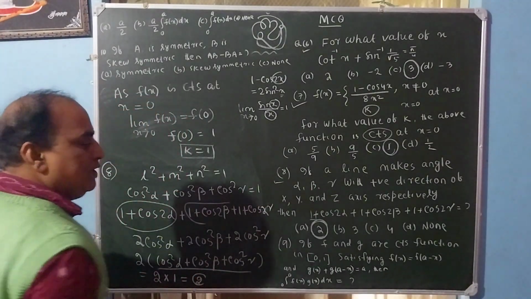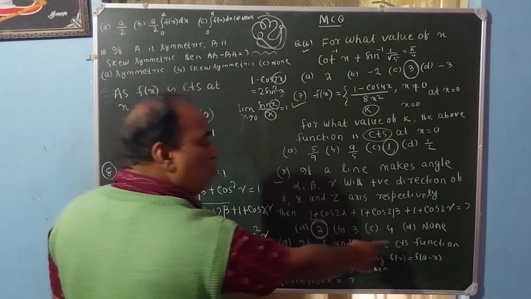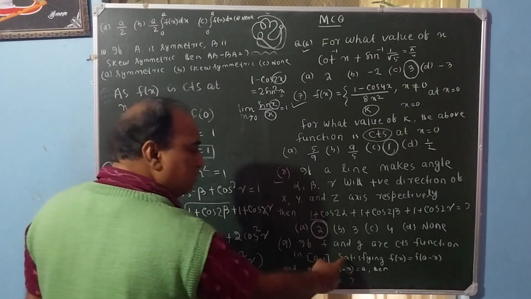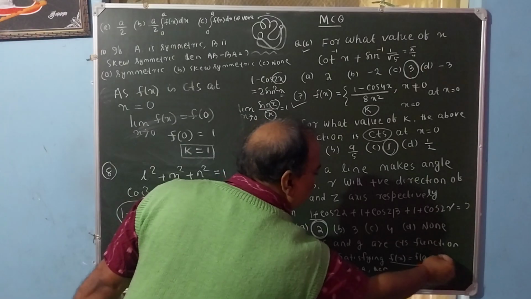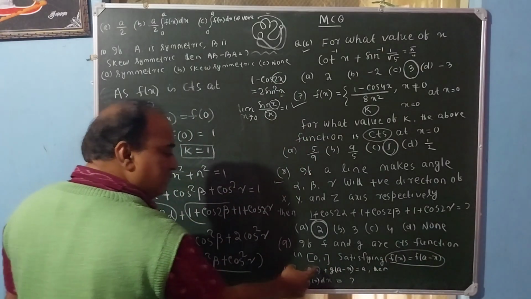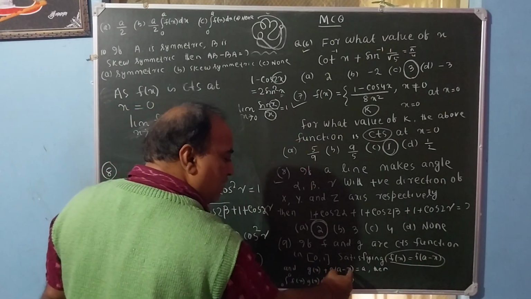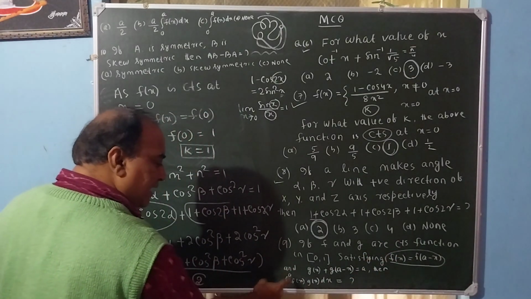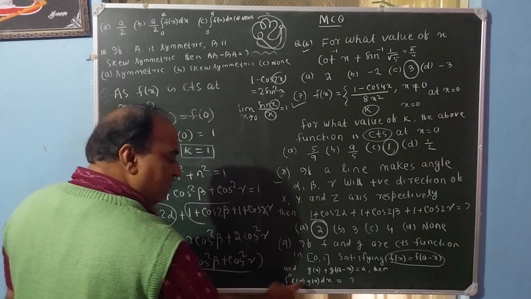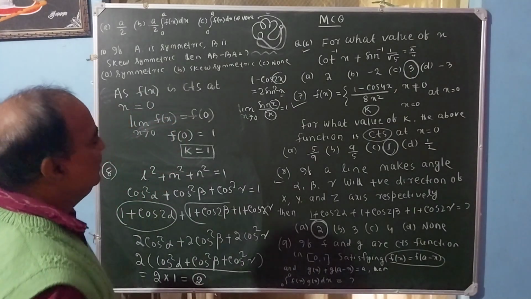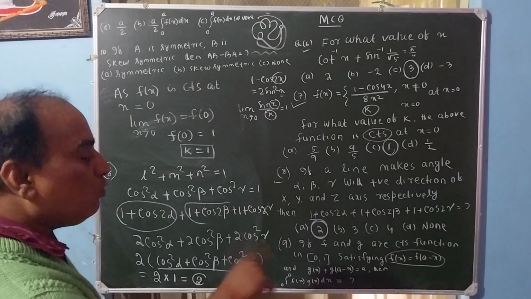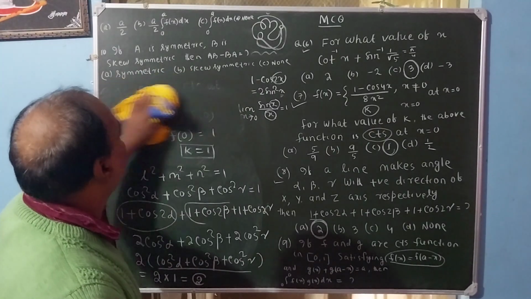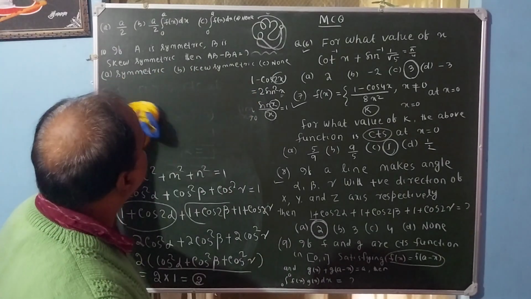Question number 9. If f and g are two continuous functions in the closed interval 0 to a, satisfying f of x is equal to this, and g of x plus g of a minus x is equal to a, then what is the value of the integration from 0 to a of f(x) into g(x) dx? This is a very important question. How to solve this question? Write down the answer of this question.